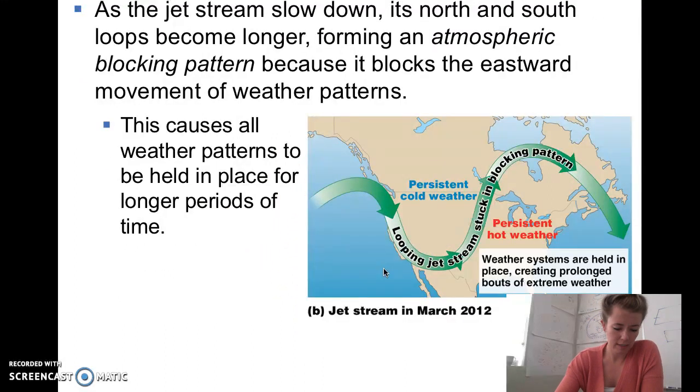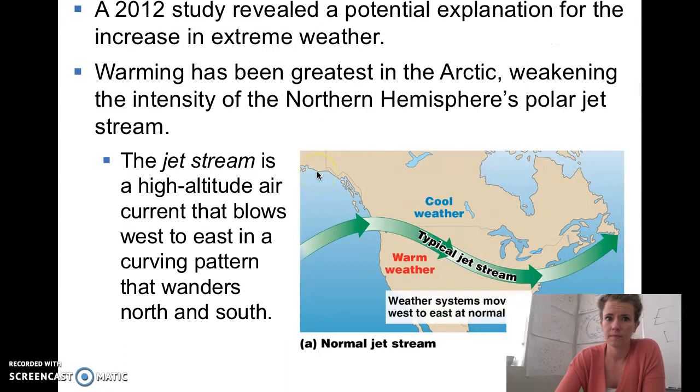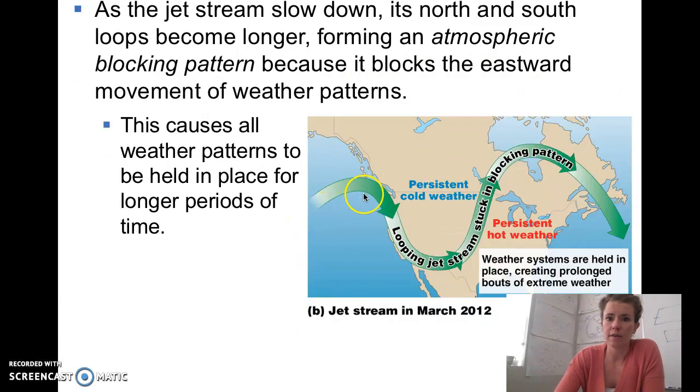However, the jet stream has slowed down. As it slows down because of the warming in the Arctic, it forms an atmospheric blocking pattern, which blocks the eastward movement of weather patterns. So basically, this causes weather patterns to be held in place for longer periods of time. So this is a lot more drastic. The weather patterns get caught around it.